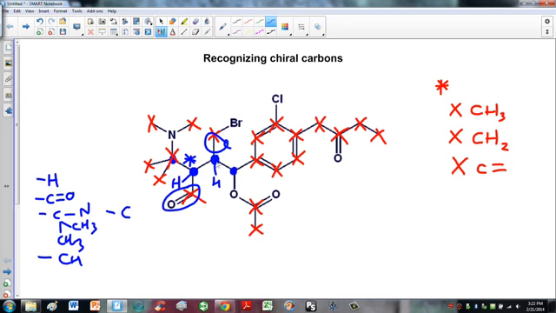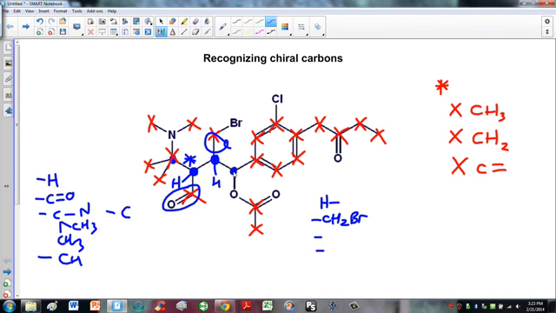Let's look at this carbon now. We'll do exactly the same thing. Can you see, first of all, coming off that carbon, there is a hydrogen. Alright? Also coming off that carbon is the CH2 with a Br. Now, you can tell CH2Br and hydrogen are clearly not the same. So let's have a look at the other two carbons coming off this one. That's this carbon and this carbon.